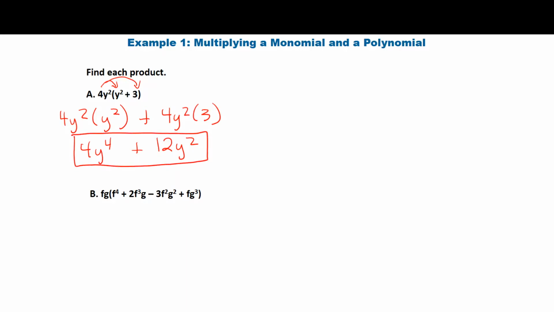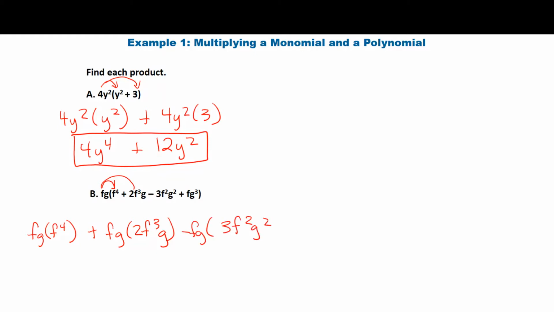All right, the next one looks a little more complicated, but nothing big. Again, we're going to distribute that fg to everything. So fg times f to the fourth plus fg times 2f to the third g minus fg times 3f squared g squared plus, I'm going to go ahead and distribute that one, fg times fg to the third.